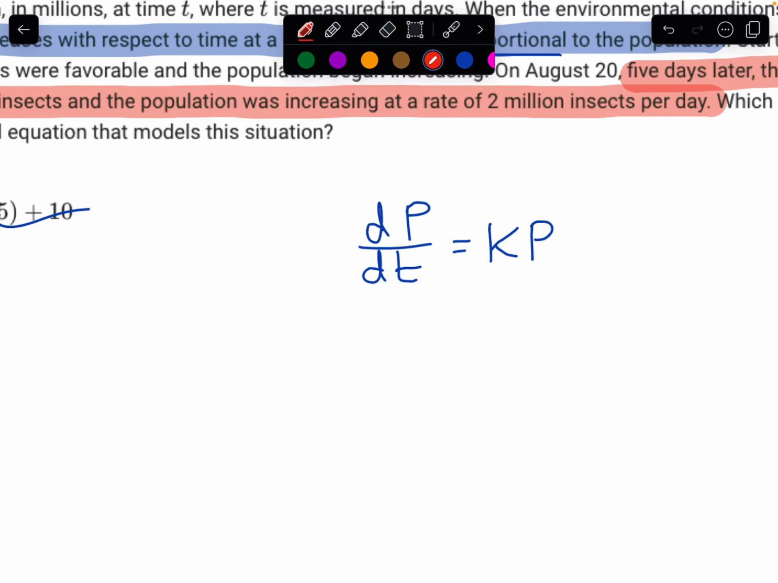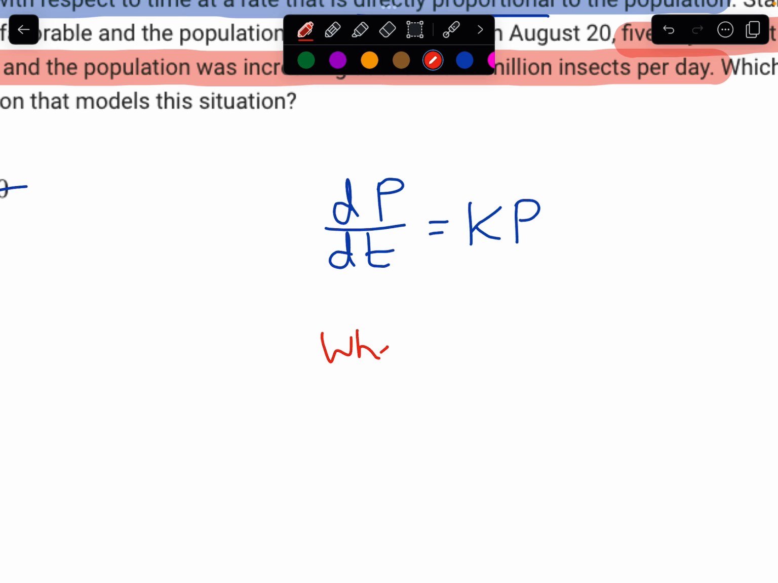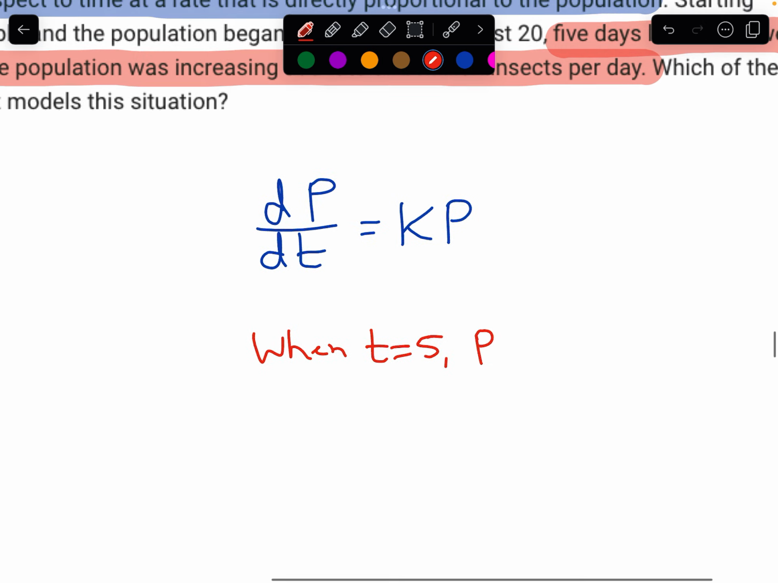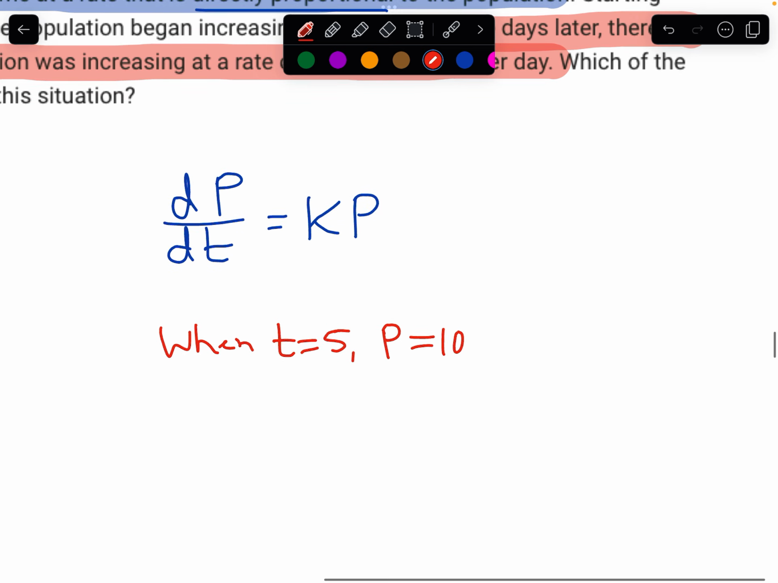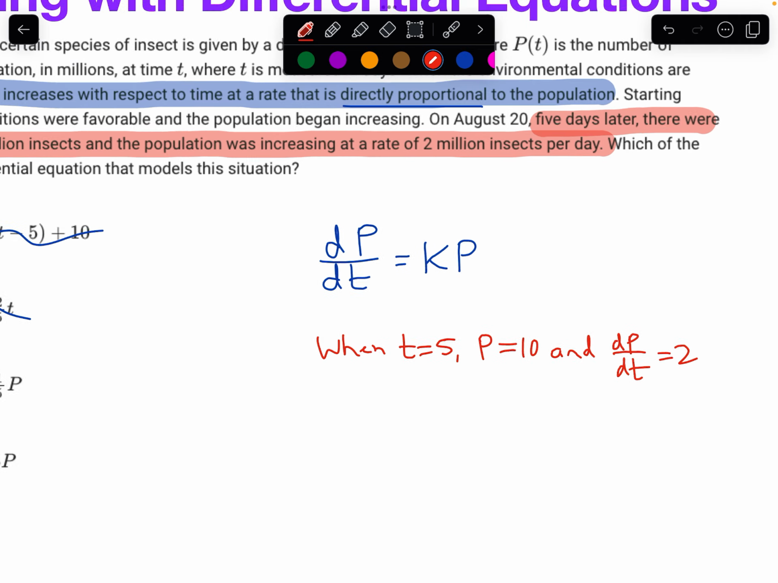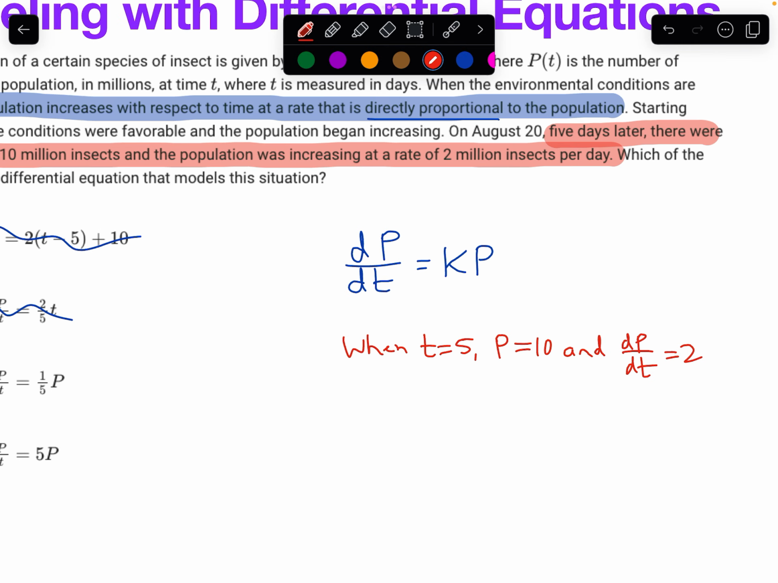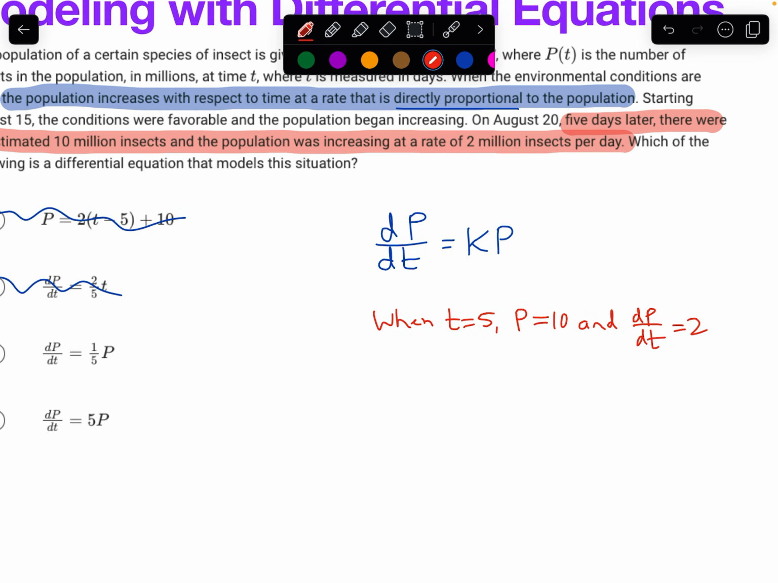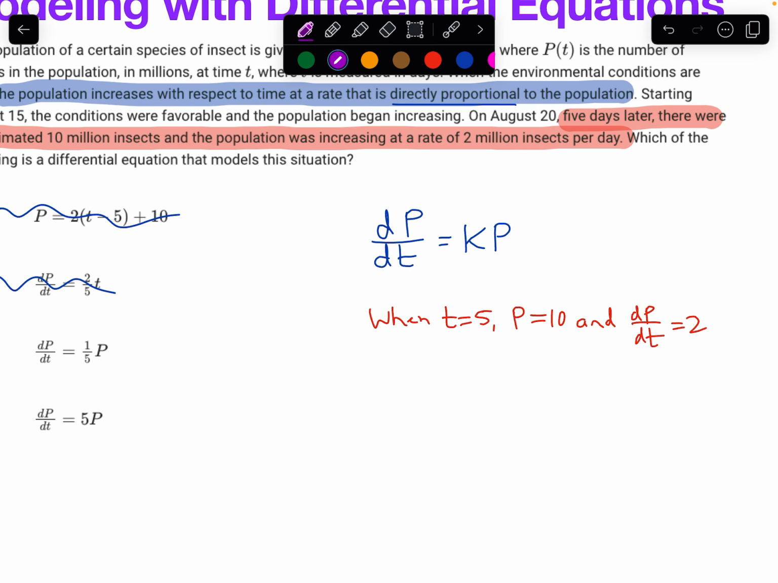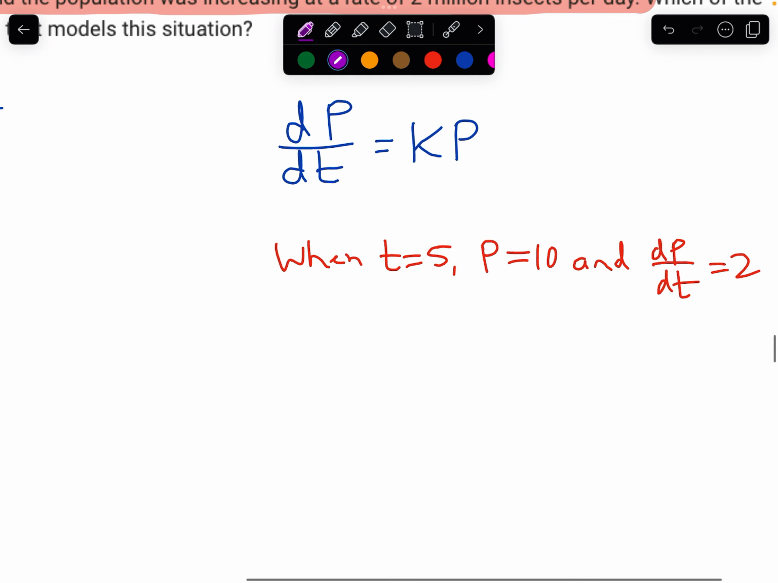So in red here, if I write all that down, 5 days later, when t equals 5, we're told that the population is 10 million, and the population is increasing at a rate of 2 million insects per day. So all that information I just wrote in red came from the sentence that was highlighted in red. So we're now going to use that to solve for that constant k. So I'm going to switch colors here.